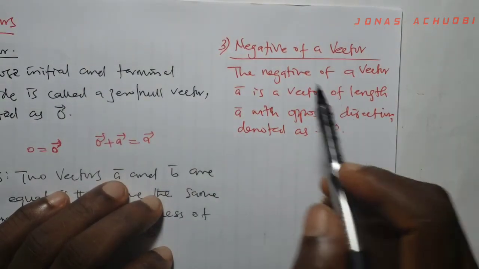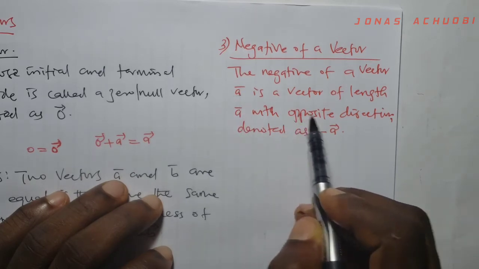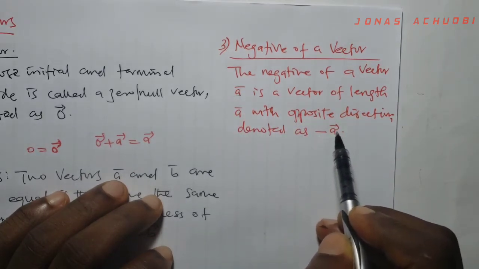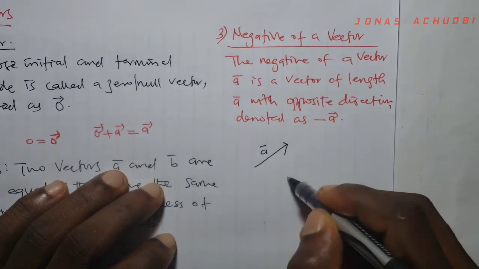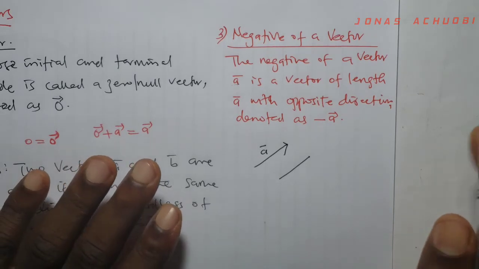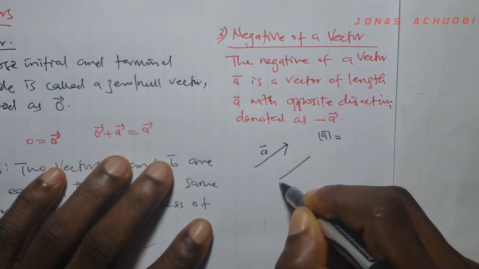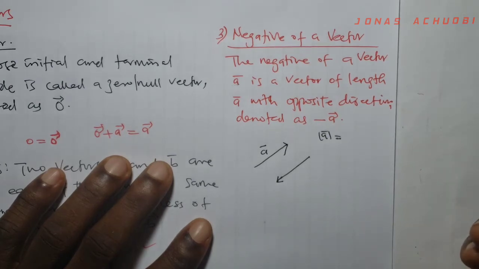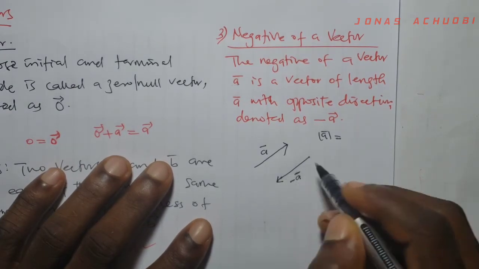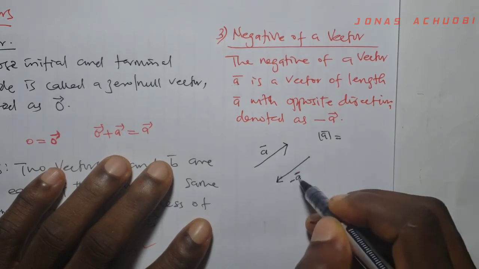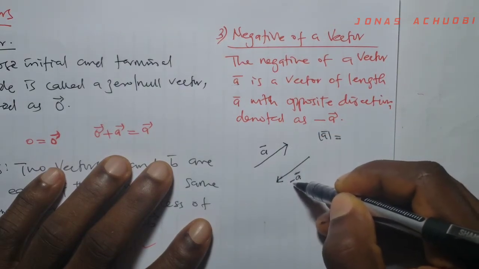Negative of a vector. The negative of a vector A is another vector of length A with opposite direction denoted as minus vector A. So if we have a vector, say A, and we have another vector that has the same size as vector A, but opposite direction as that of A. So this vector will be called vector A, but now we say minus. So the minus here simply means that this other vector is in the opposite direction as that of vector A. And we'll call this vector the negative of vector A. And of course, vector A is also the negative of vector minus A.